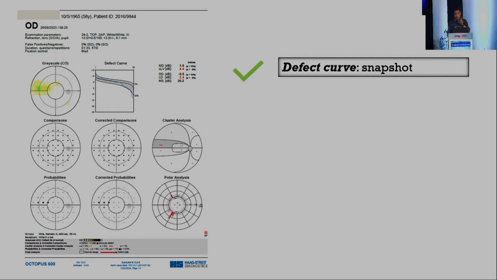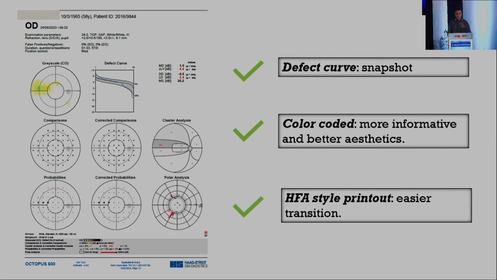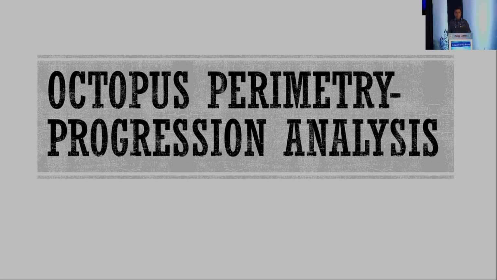The defect curve snapshot, you look at the defect curve, identify what kind of a defect the patient has. Everything is more color coded, and I feel it's better aesthetically also. And you have the HFA style printout also for easier transition. So these are the advantages. I couldn't find a single con as far as the single field analysis is concerned. Coming on to the progression analysis.